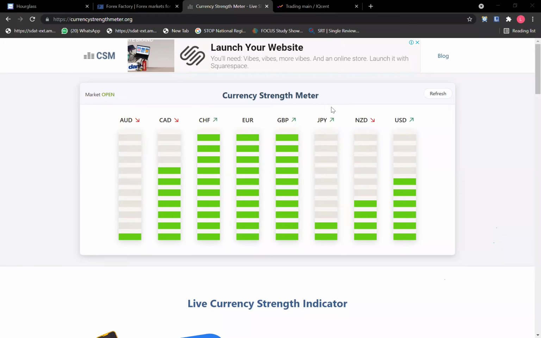So to round up the currency strength meter, Zoom user, please change your name to your normal name, please. I don't know who Zoom user is.